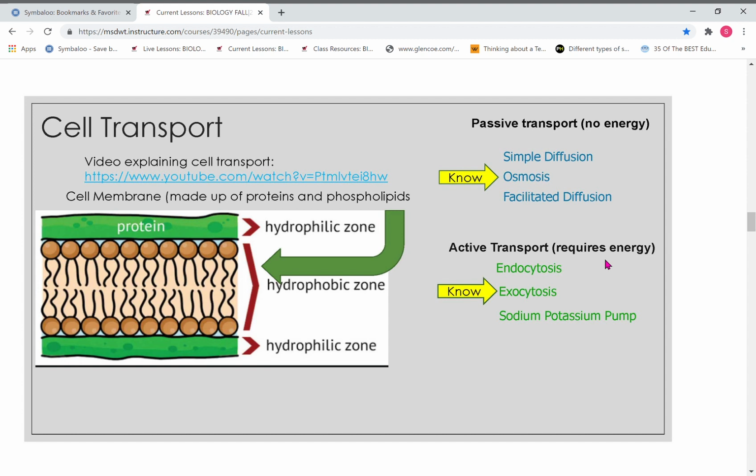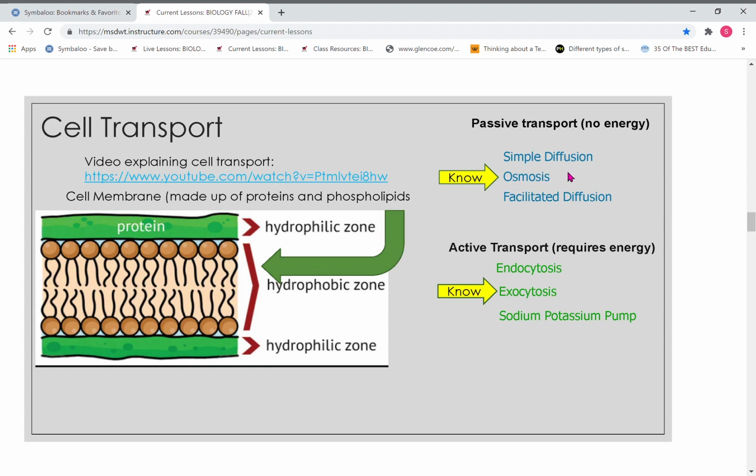Active transport requires energy, which means it's trying to go the opposite direction. It's trying to go up the water slide, then down, which requires energy. So let's talk about passive transport. There are 3 types. All of them are diffusion. So they're diffusing across the membrane without having to use any energy because they're going from high to low.